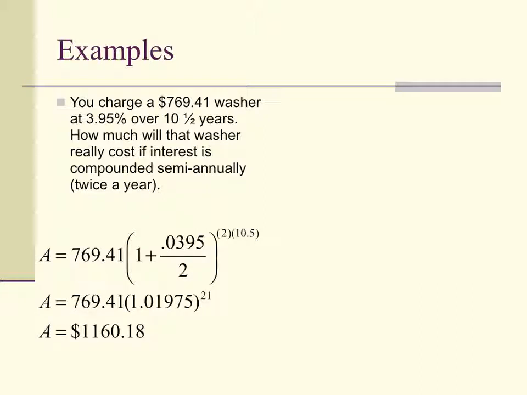So, there we have it. We put our P, that's the amount we originally invest, times 1 plus 0.0395 over 2, that's the number of compounds, raised to 2, which is the number of compounds again, times 10.5 years. Put that in our calculator and get an answer.